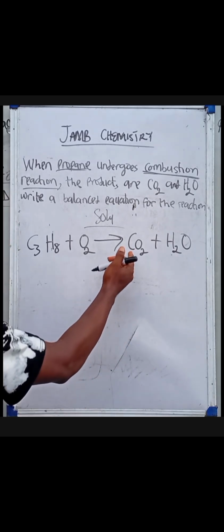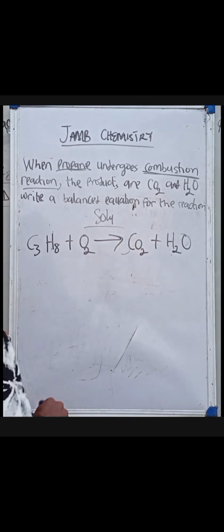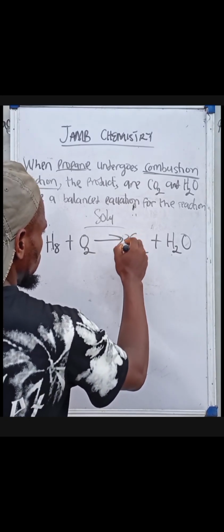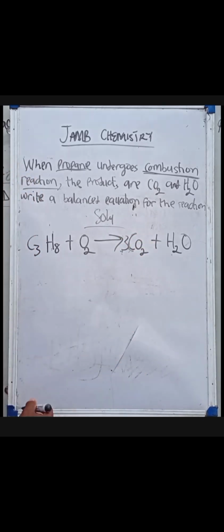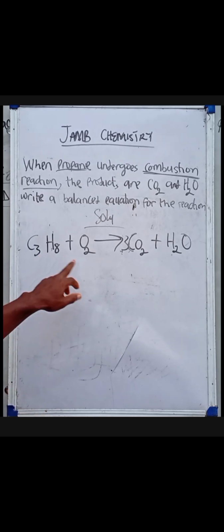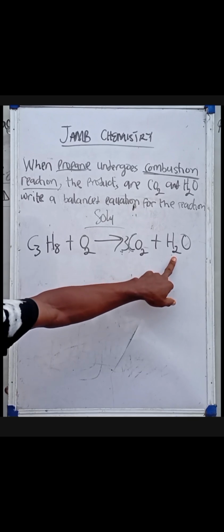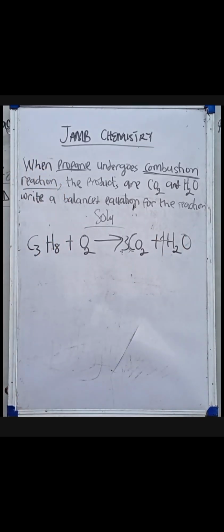First of all, let's balance carbon. I will add 3 to this side because there are 3 carbons here. So this will be 3. Then now that we have balanced carbon, let's balance hydrogen. There are 8 hydrogens here. So what do we add to the 2 here that will make it 8? Which is 4. You add 4 to this place.